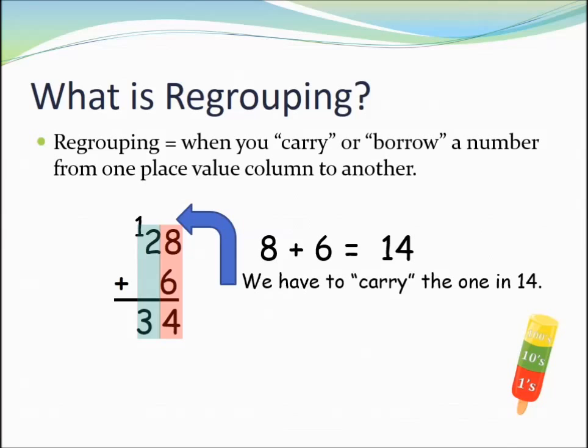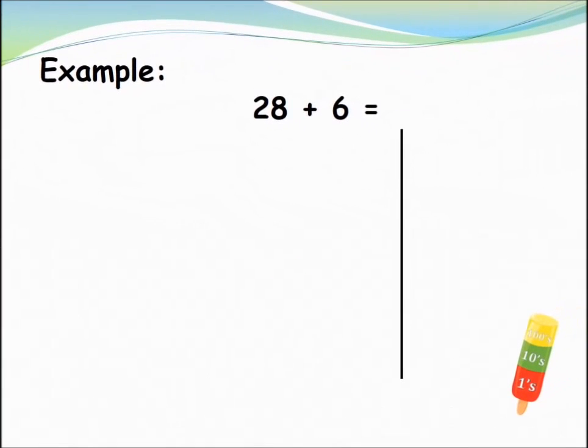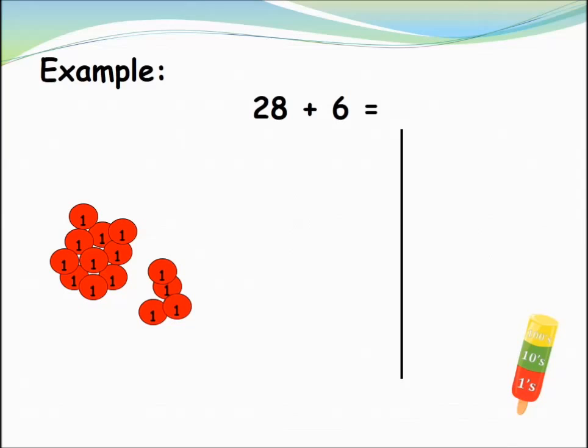Now we're going to take a look at what's really going on in the background when you do a regrouping. Take a look at this example, 28 plus 6. We would add 8 and 6, which are in the ones column. So 8 ones plus 6 ones, which would give us 14 ones, like we saw in the previous example.